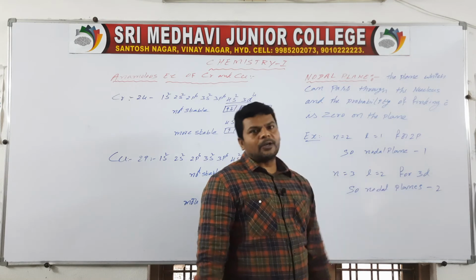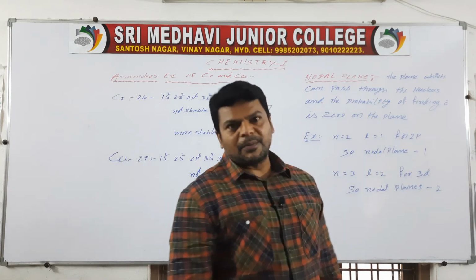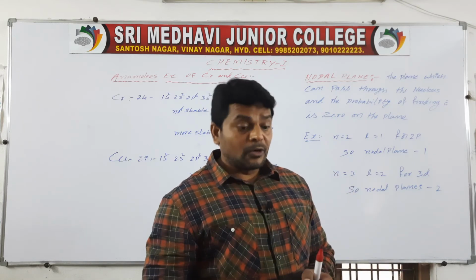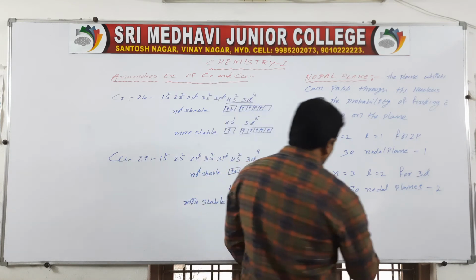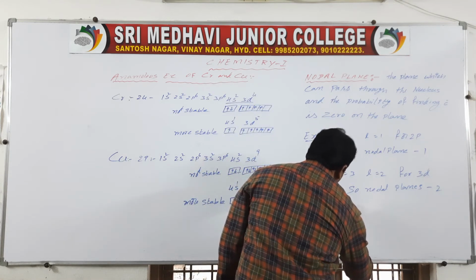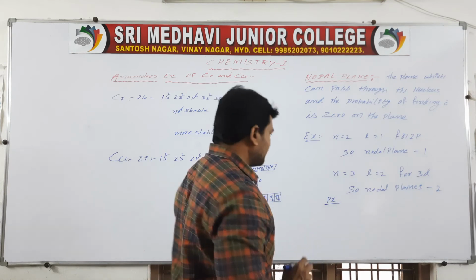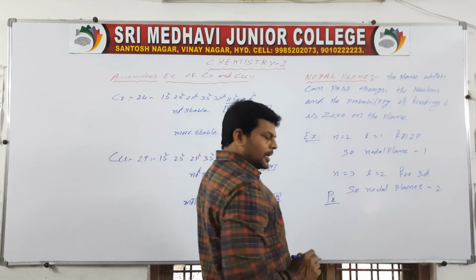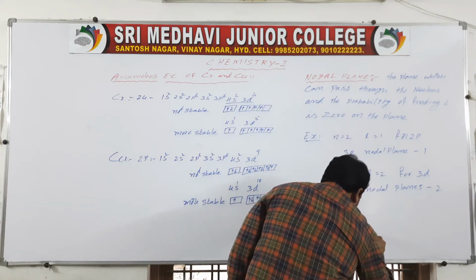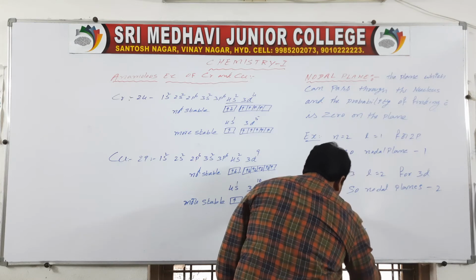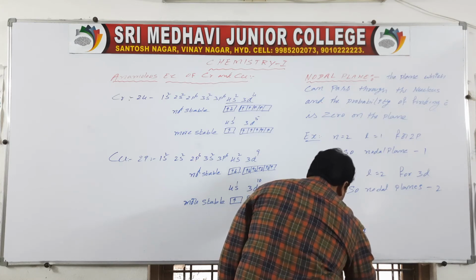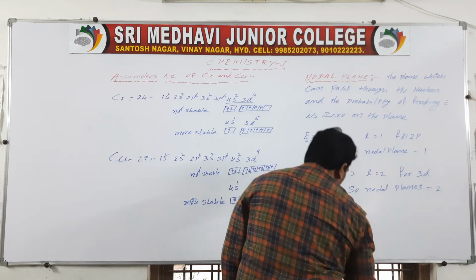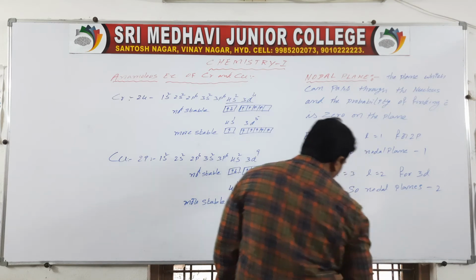So this is the way. The L value is nothing but the number of nodal planes present in the corresponding orbital. For s orbital, L value is 0, which means no nodal planes. I will show the nodal plane. For example, here if you take px orbital, what is the shape of p orbital? Dumbbell. Here I am taking x, z, and y.